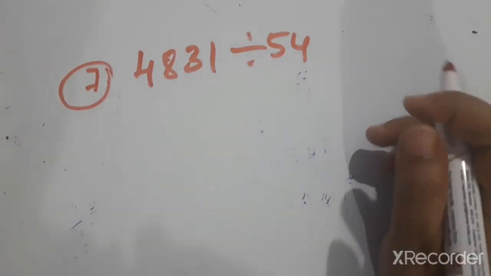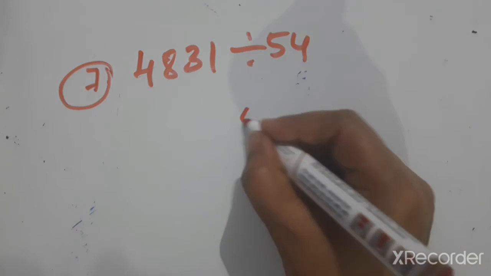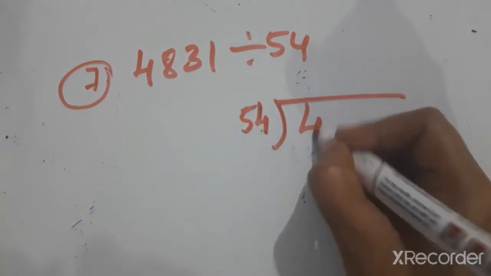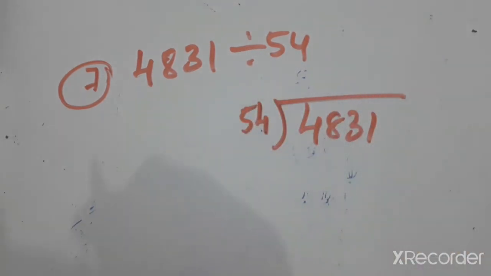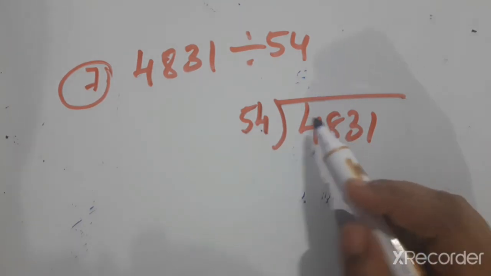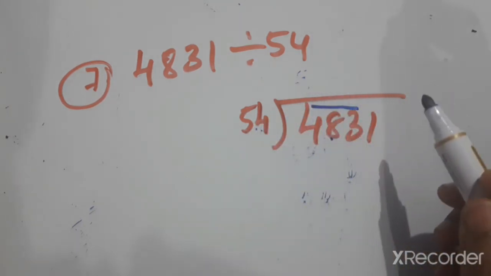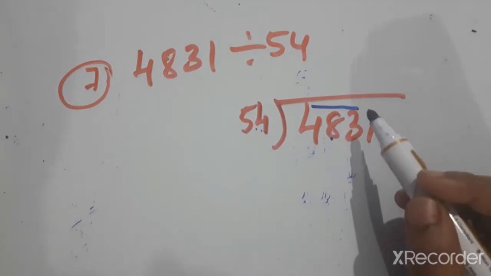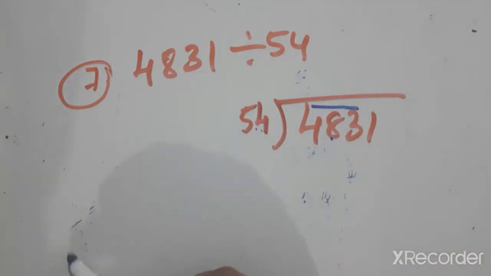Next is the 7th one, 4831 divided by 54. We can't take 48, because it is less than 54. So we have to consider three digits, 483. 54 times how much? We have to multiply and check.